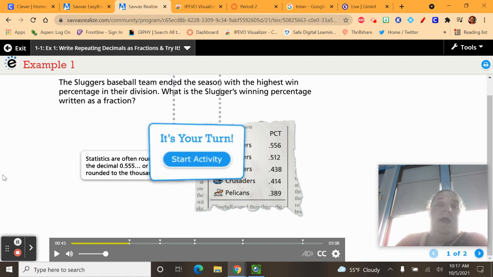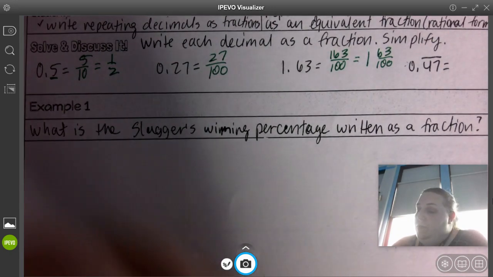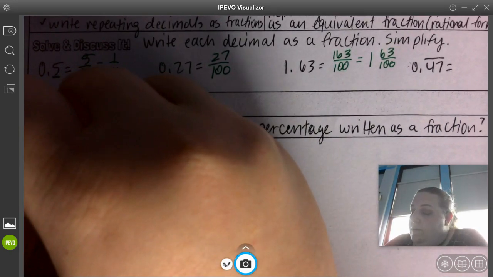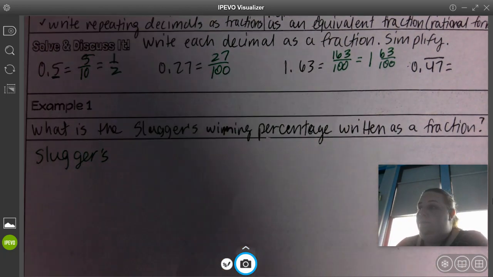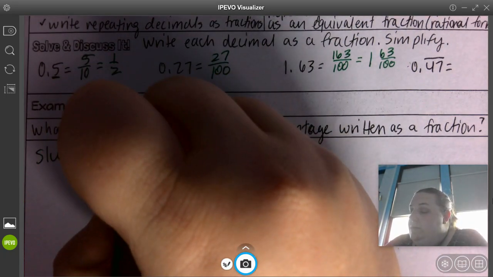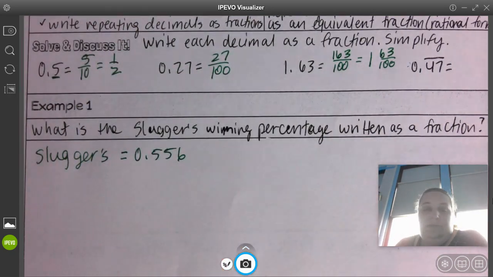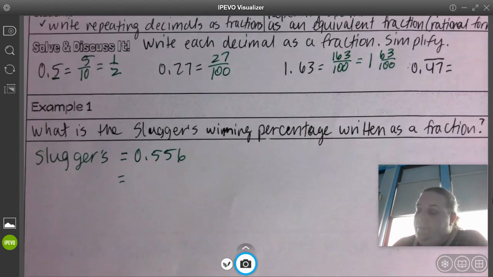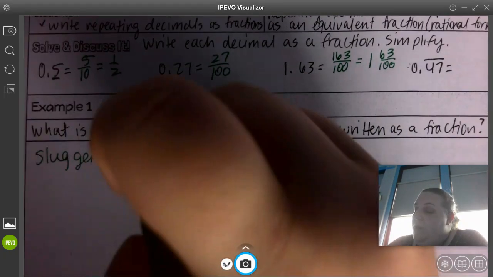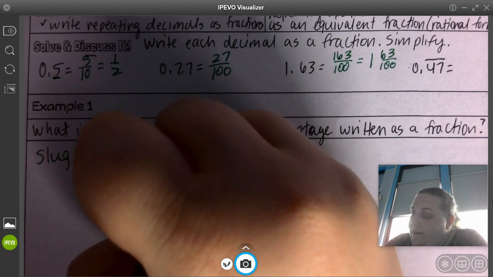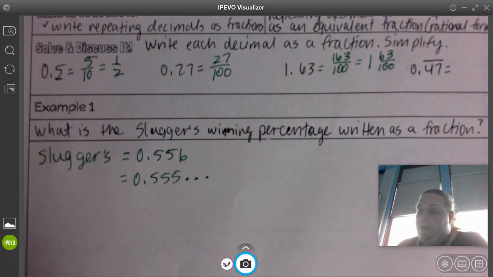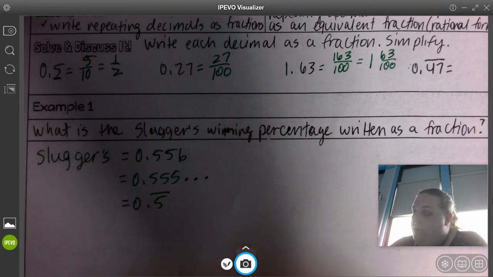All right, so I didn't know this as I don't know much about sports, but I do understand they had to round this in order to compare. You have to have the same place values to compare these numbers. So let's come to our notes. What do we know? We know that for the Sluggers, they had 0.556. That's what they rounded to. And we know that this is really 0.555 repeating, but they once again had to round it, or 0.5 repeating.